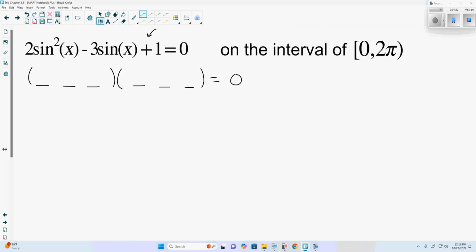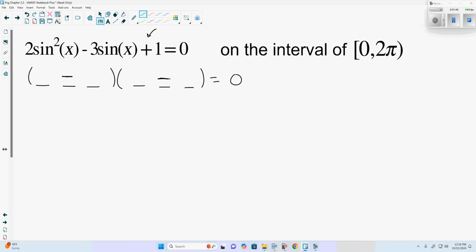If the third term is positive, then the signs are the same and match the sign of the middle term. If the third term is negative, the signs are opposite. Well, here the third term is positive, so the signs are the same and match the sign of the middle term, which would be negative and negative.